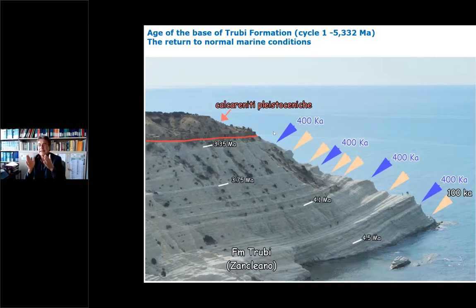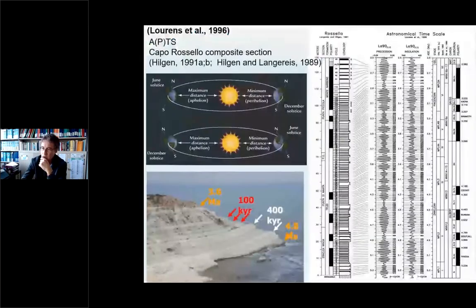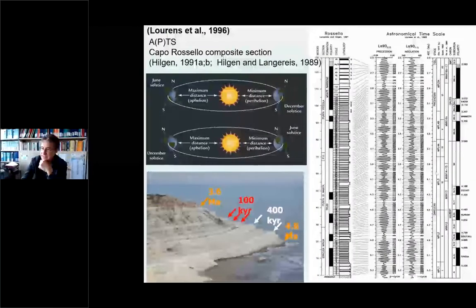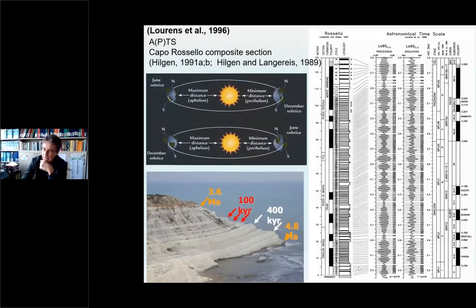So in Capo Rosello in the Eraclea Minoa section, we can see precessional cycles, 21 kilo year, but we can also see the eccentricity cycles, 100 and 400 kilo year. For this reason, all the layers richer in carbonate have been correlated with eccentricity minima.